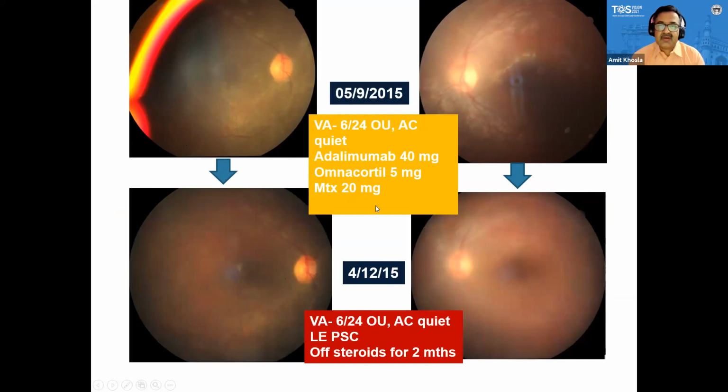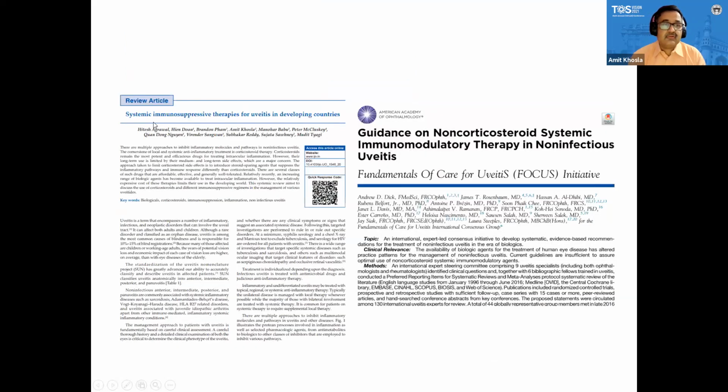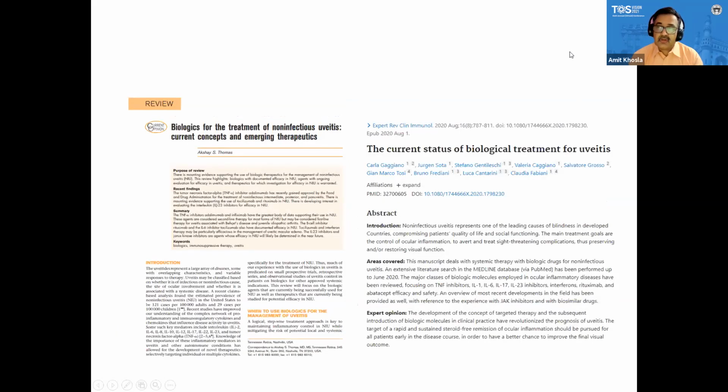For those interested in biologicals, we have the IJO had a uveitis, full uveitis articles in one series. We have this systemic immunosuppression, and there's a FOCUS initiative which tells you the guidelines for using biologicals and DMARDs. So those interested can read these articles in detail. There are plenty of other articles today in the rheumatology journals. If you were to access the rheumatology journals, you will find a lot of articles for uveitis.